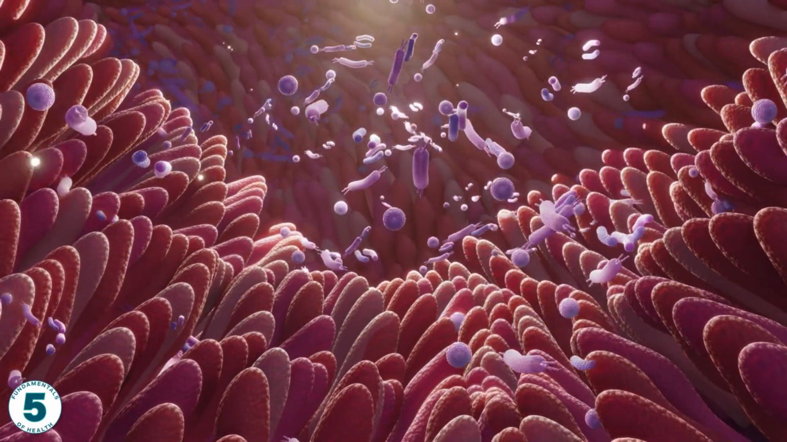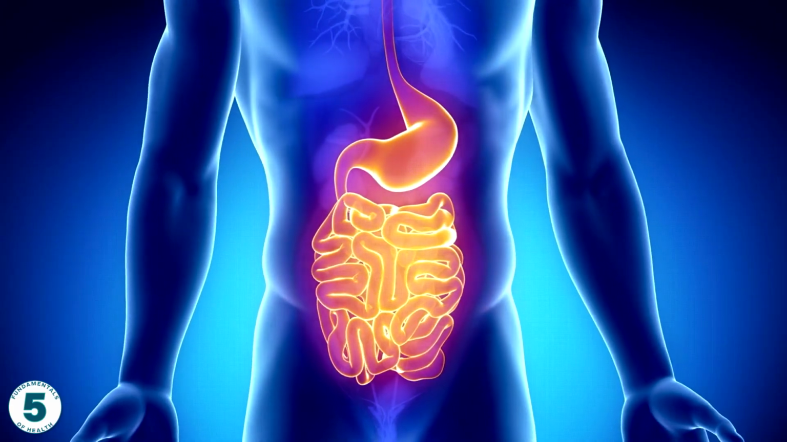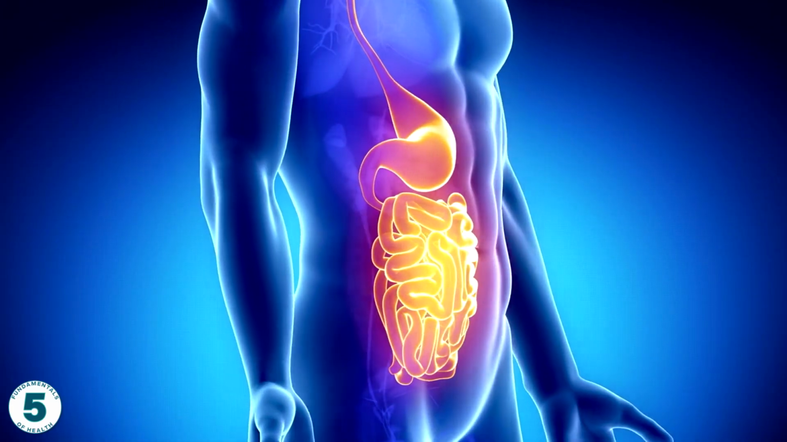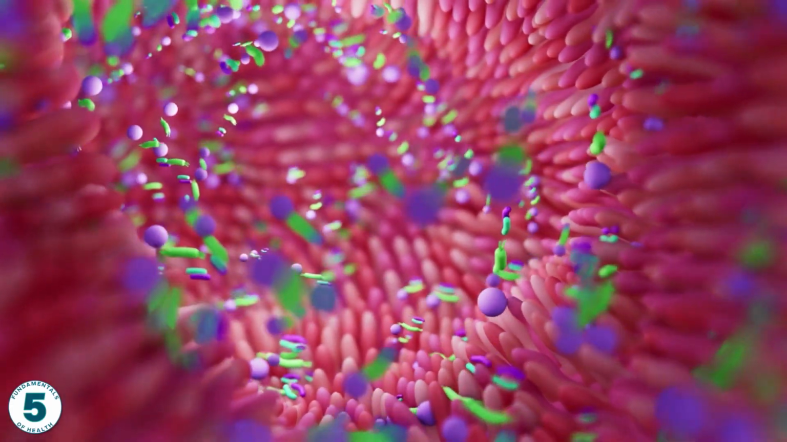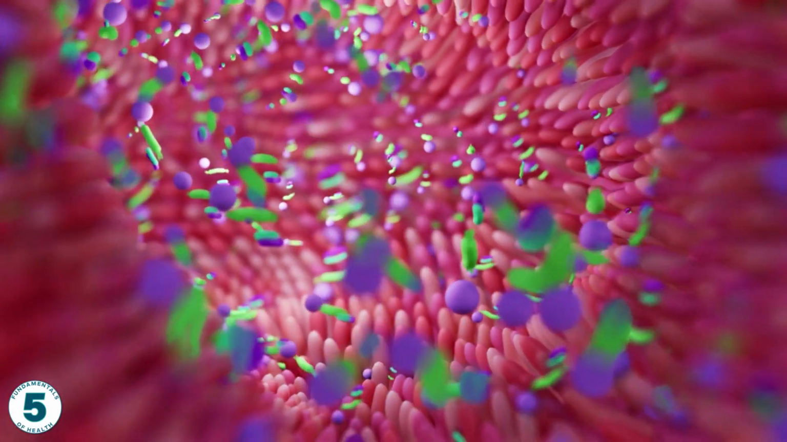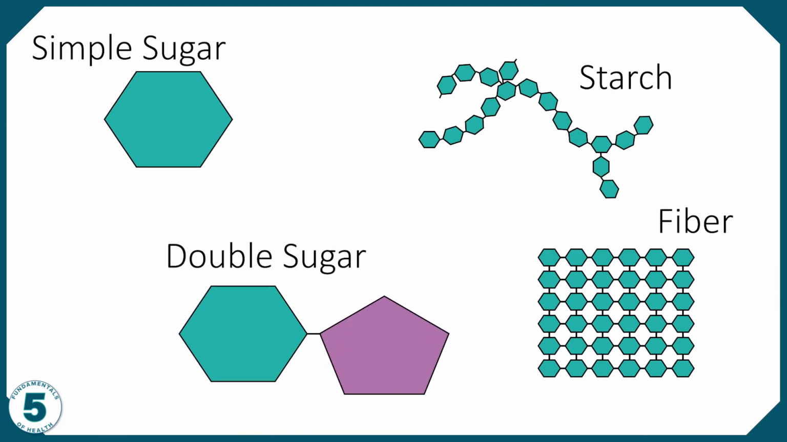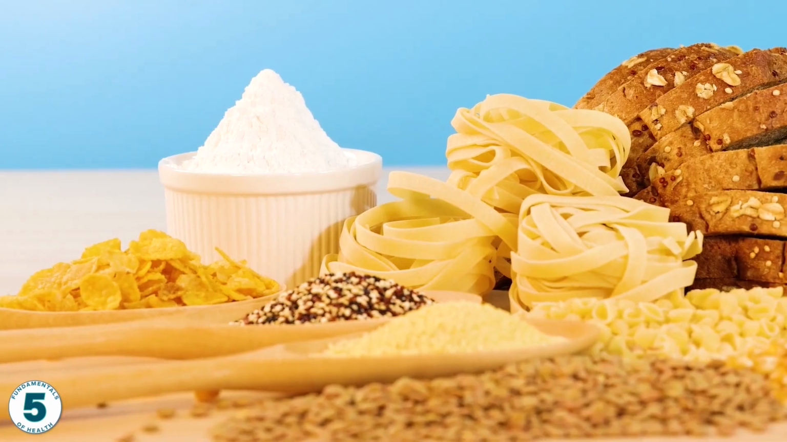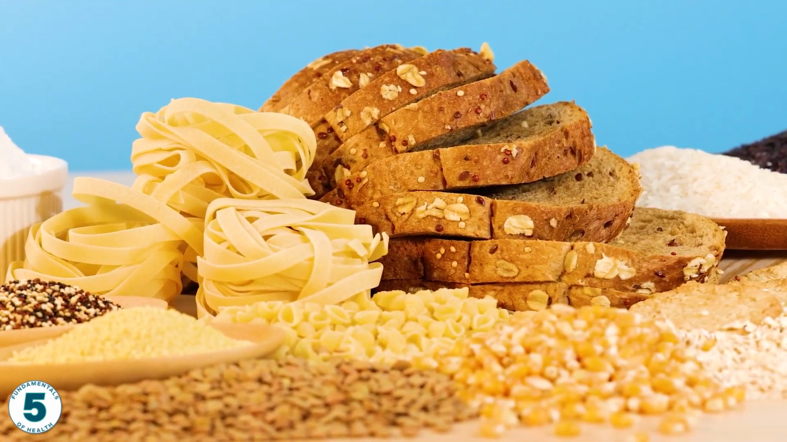By the way, it's not exactly true to say that fiber is non-digestible. Our bodies don't have the ability to break fiber down, but some of the thousands of kinds of bacteria that live in the digestive system do. Okay, so there are simple sugars, double sugars, starch, and fiber. Pretty simple, really. Where it gets tricky is when you start talking about carbohydrates in food.